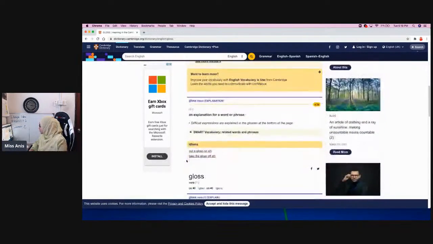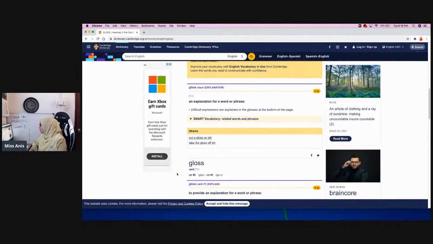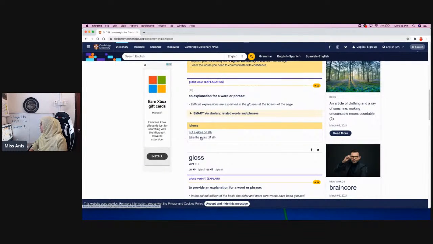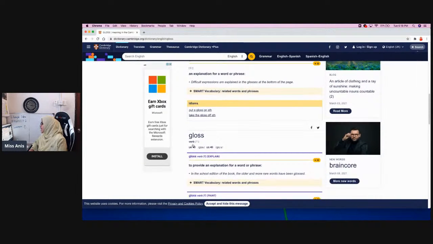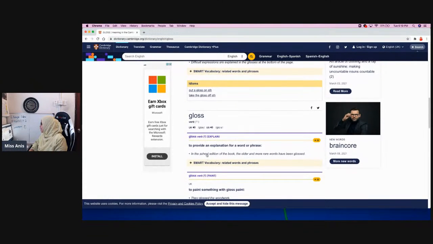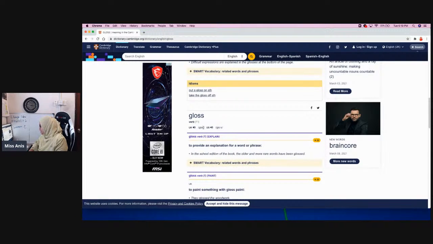So the second one, sorry Miss nak cepat sikit sebab Miss nak kena masuk content. Okay, so the second one is gloss yang verb. Okay, so ada dua. So the first one is noun, and kalau dalam buku, kalau dalam kamus fizikal dia akan tulis N kecil, kalau untuk verb dia akan tulis V kecil. Okay, huruf V.